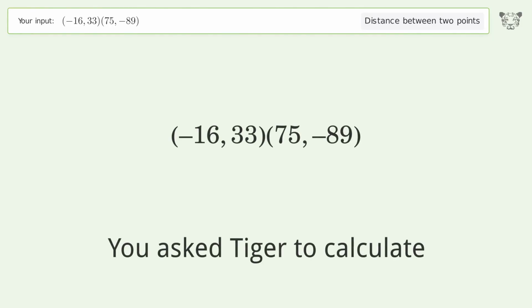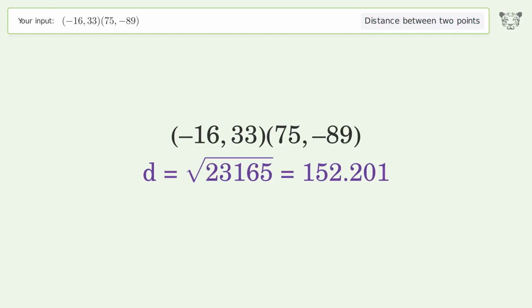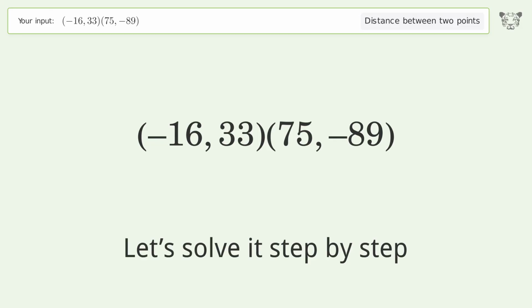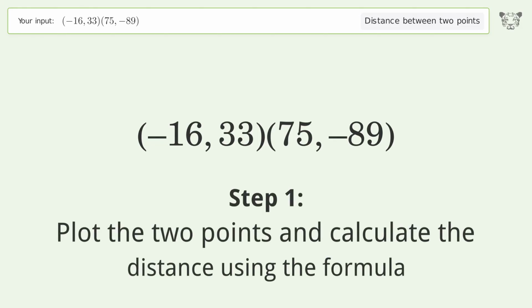You ask Tiger to calculate. This deals with the distance between 2 points. The distance between the 2 points is the square root of 23,165, or 152.201. Let's solve it step by step. Plot the 2 points and calculate the distance using the formula.